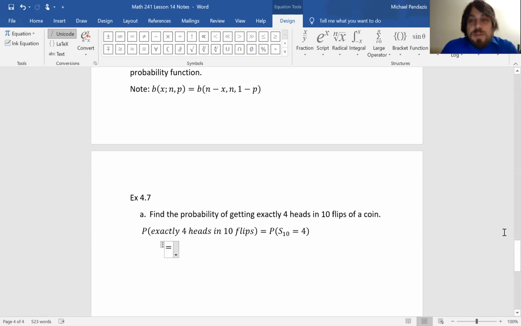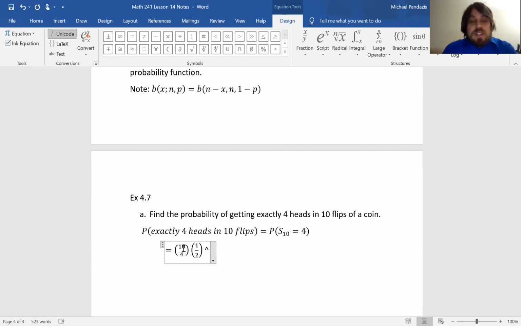Well, what you have to do is, if you have 10 Bernoulli trials, then how many ways can you choose 4 of them to be successes? It's 10 choose 4. Okay. Well, what's the probability of success? The probability of success is 1/2 because each coin flip has a 1/2 chance of being heads.